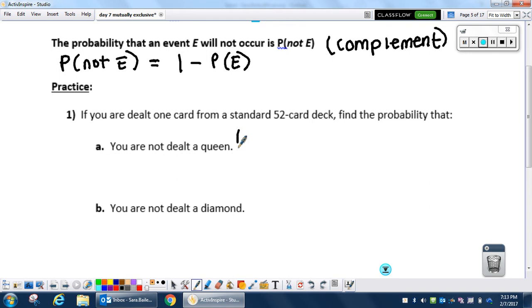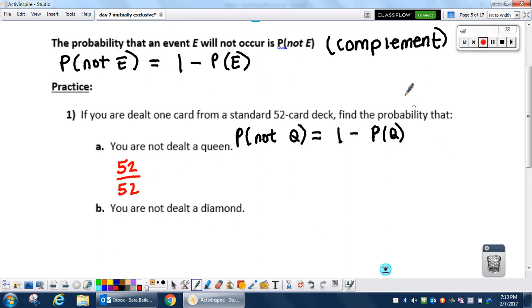So I might write this as the probability not queen, and that's going to equal 1 minus the probability of getting a queen. Now watch how I'm going to have to write 1. In order to work with our fractions, you need to make sure that you have like denominators. So 52 over 52 represents the 1. So we can easily add our denominators. So again, this 1, because 52 divided by 52 is just 1, minus the probability of the event occurring.